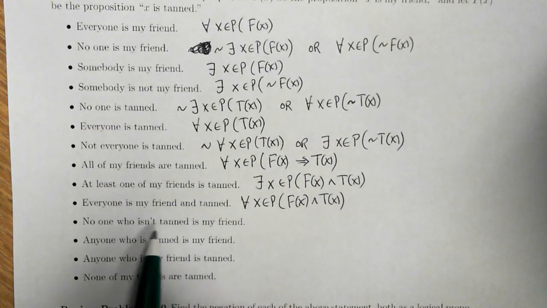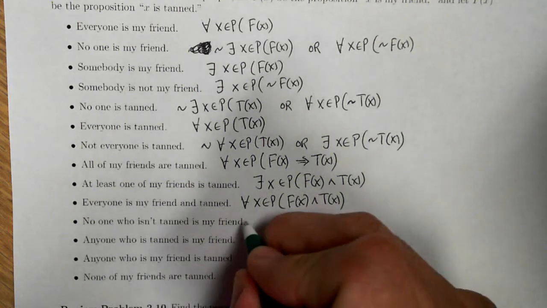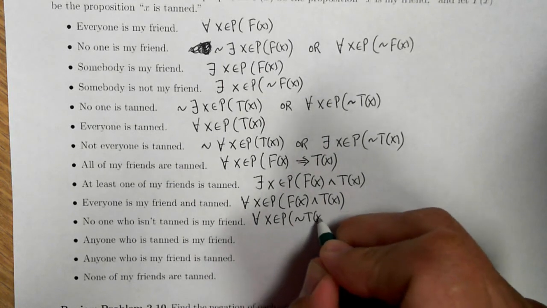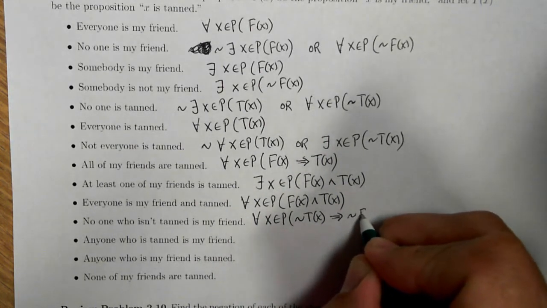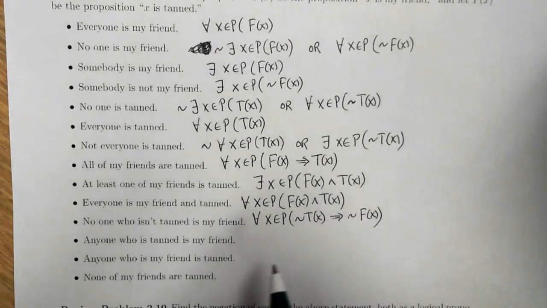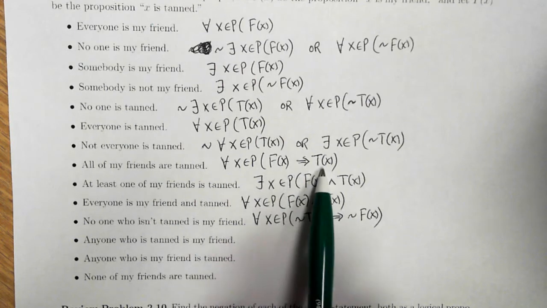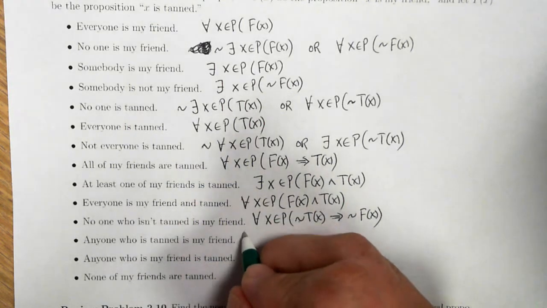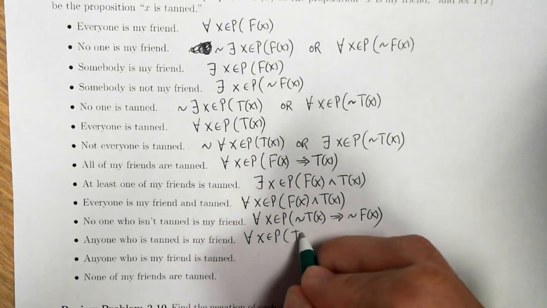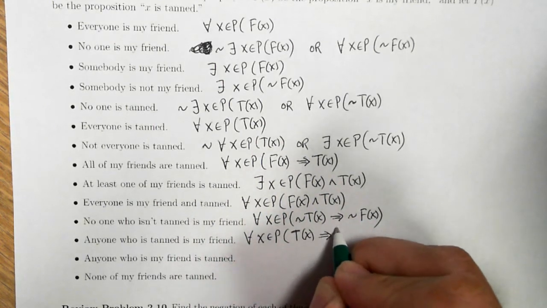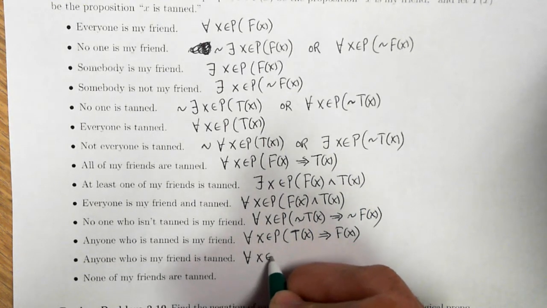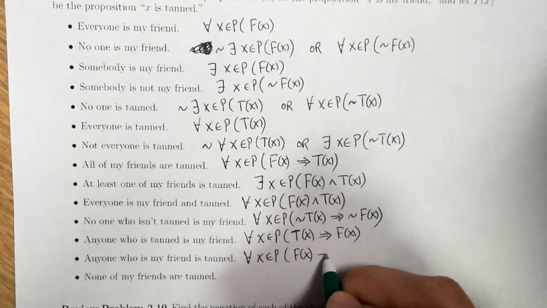No one who isn't tanned is my friend. So one way this can be done is that if they're not tanned, then they're not my friend. And you'll notice that this is the contrapositive of this one, so this sentence and this sentence actually mean the same thing. Anyone who is tanned is my friend. So for all people, if they're tanned, then they're my friend. This is the converse. For all x, if they're my friend, then they're tanned.